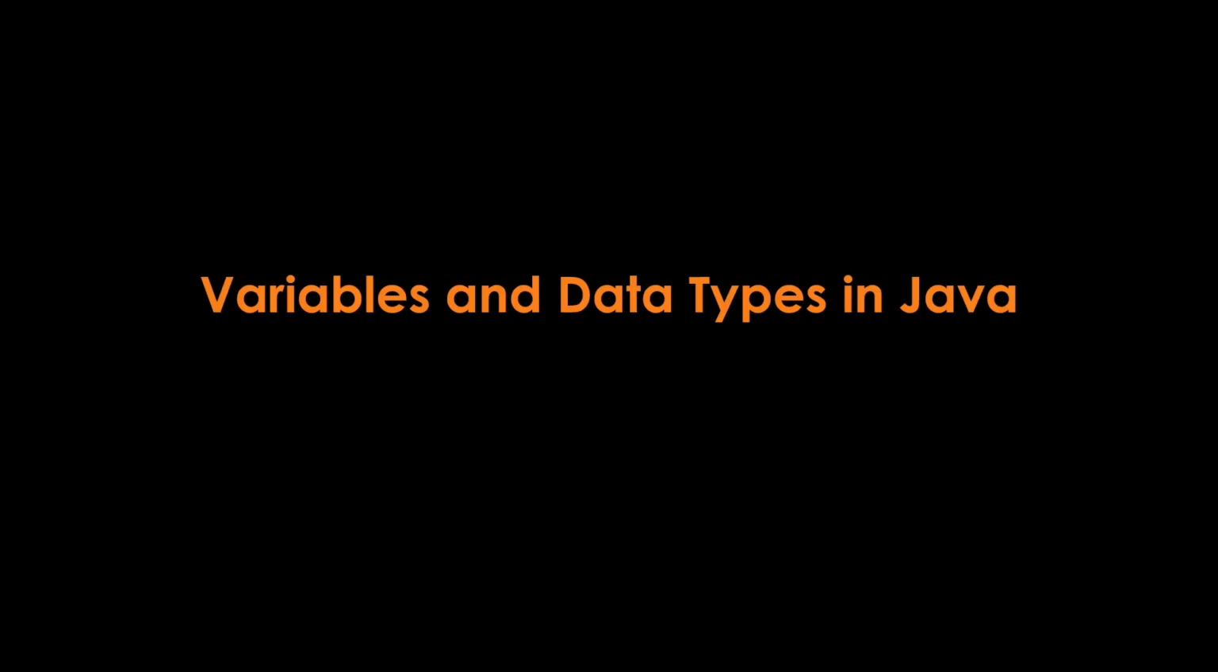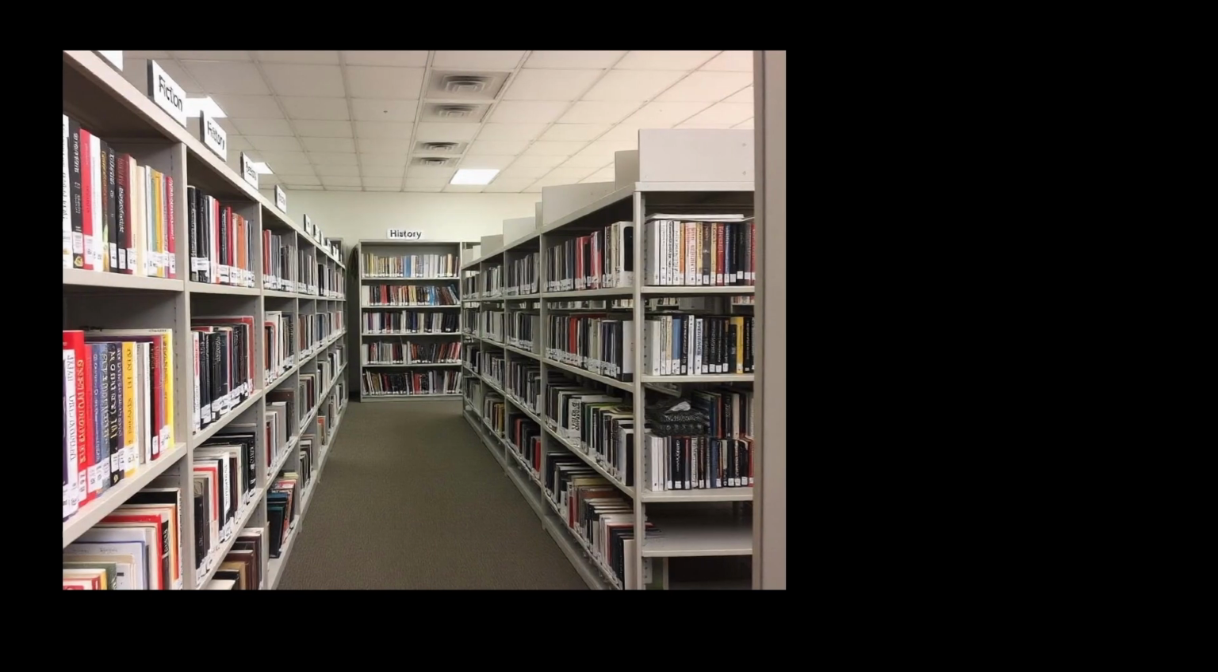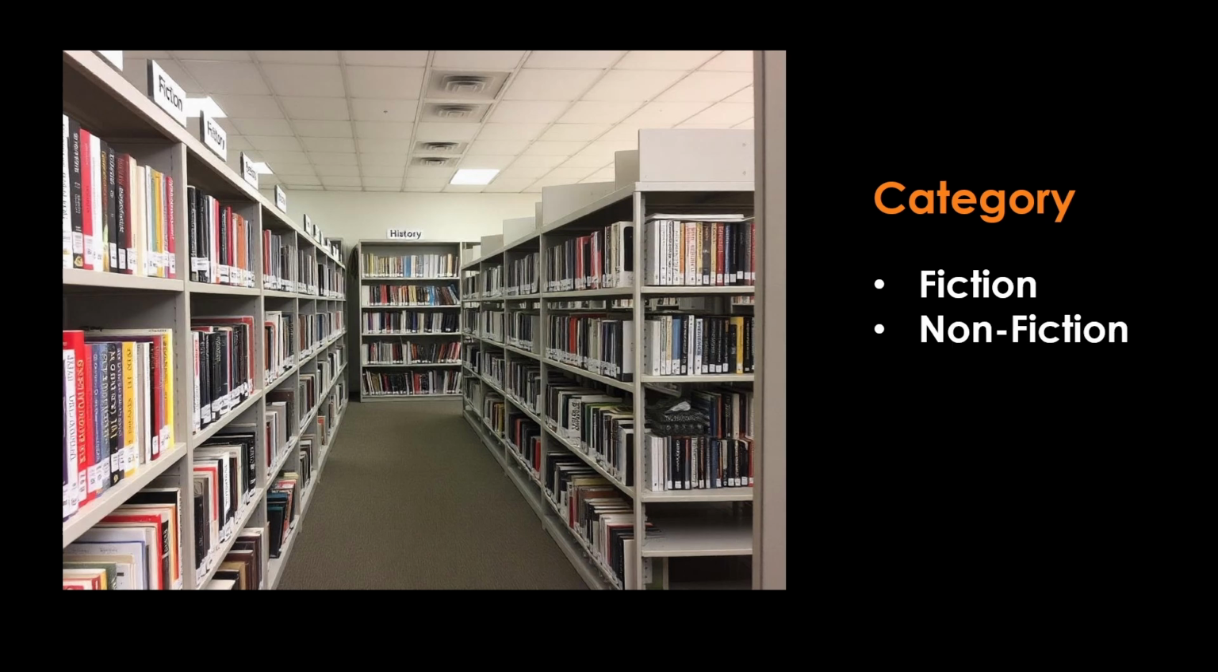In this video, we're going to talk about what are variables and data types in Java. Let's imagine you are in a library. You see shelves labeled with fiction, non-fiction, science, and history. Each shelf containing books of a specific category.